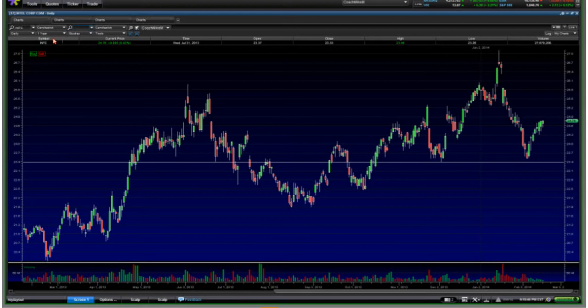So with E-Trade, it's just the symbol, 2 block right to the right side.